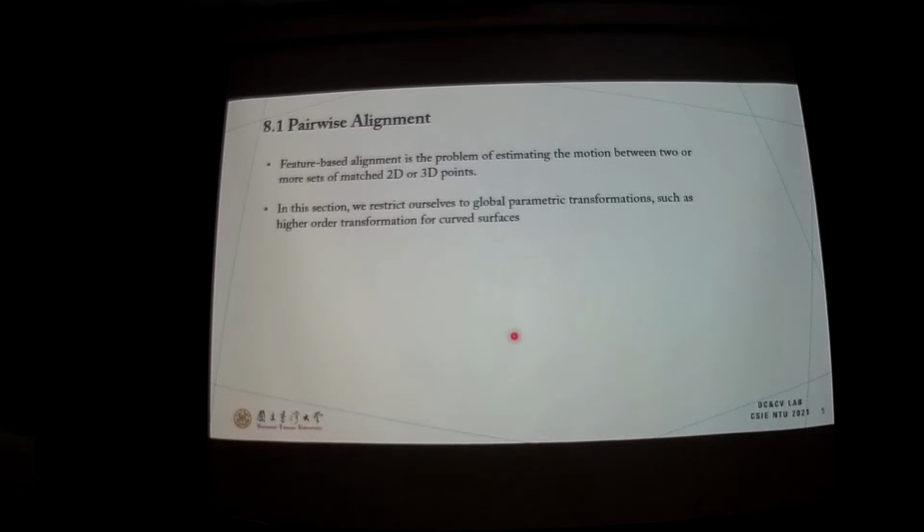In the pairwise alignment, there is feature-based alignment. In feature-based alignment, there is the problem of estimating a motion between two or more sets of matched 2D or 3D points. So we will learn how to better estimate this problem. For this book, they restrict to a global parametric transformation, such as higher order transformation for curved surfaces. So we will focus on this part, estimating the motion between two or more sets of matched 2D points or 3D points.